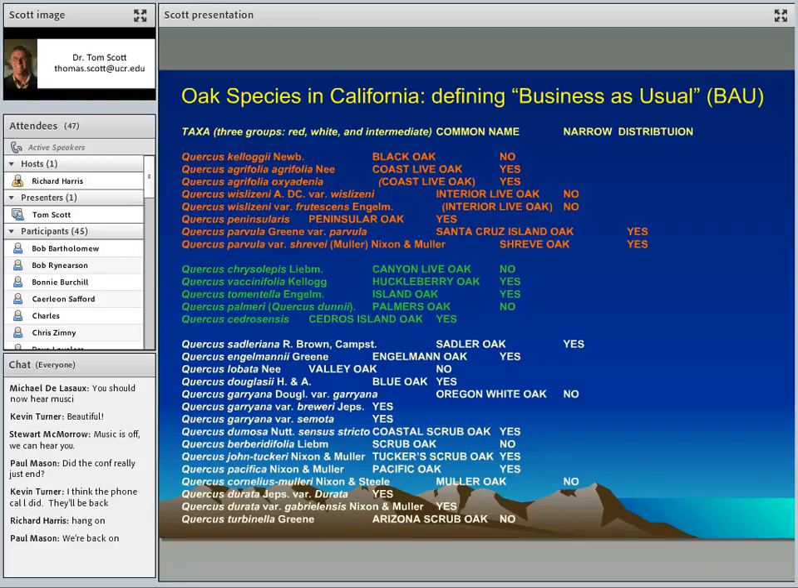So the first thing is there's three groups of oaks. There's red oaks, white oaks, and intermediate oaks. These are the subgenera within Quercus. And they've been around for such a long time that the difference between red oaks and white oaks is like a horse and a cow. You really have some big differences between these species.